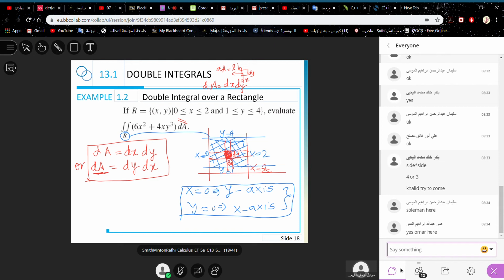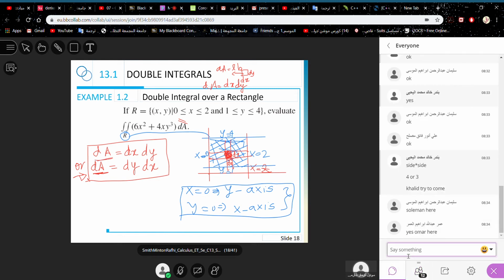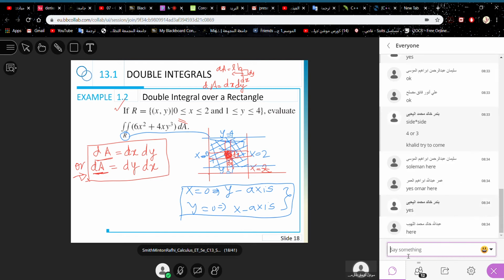Okay, Omar. This is the element, area of element dA equal to dx dy. And where is Muhammad Al Dhafari? Not here. And we want to find this area.